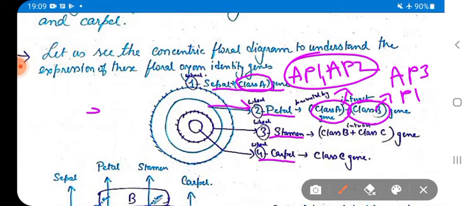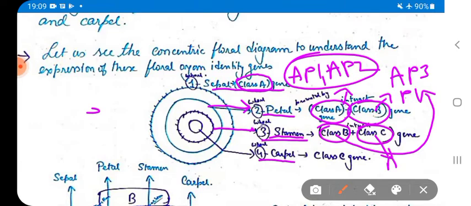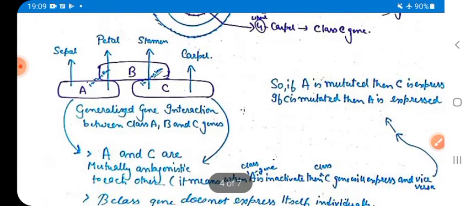Okay, the second whorl. The third whorl, which is the stamen, the main male reproductive part of the flower, is promoted by class B gene and class C gene. So interaction between class B and class C genes promotes the development of stamen. Class B genes I have already discussed, Apetala 3 and Pistillata. Class C gene is Agamous, which is AG. And for the fourth whorl, only the carpel, for carpel development we require the Agamous gene, which is the class C gene. This is the generalized gene interaction which I have discussed with you.